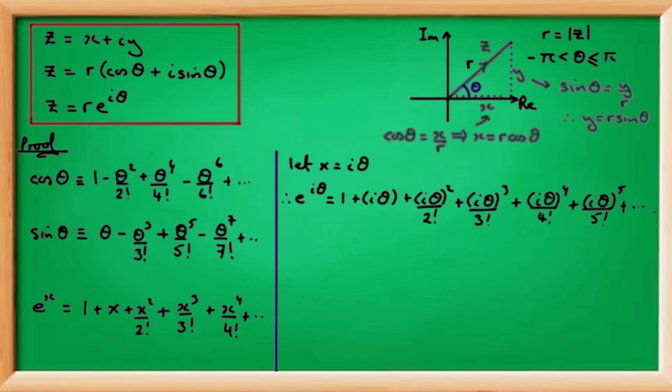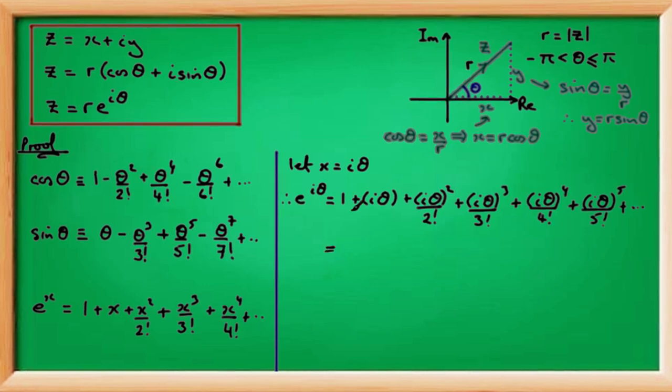Now, what I want to do next is just clean this up. First term is 1, and then the second term we've got i theta. Now for this third term, remembering that i is the root of -1, we've got i squared, which is going to be -1, so you're going to get minus theta squared over 2 factorial. And then here we've got i cubed, theta cubed over 3 factorial. So i cubed is going to be -i, so we get minus i theta cubed over 3 factorial.